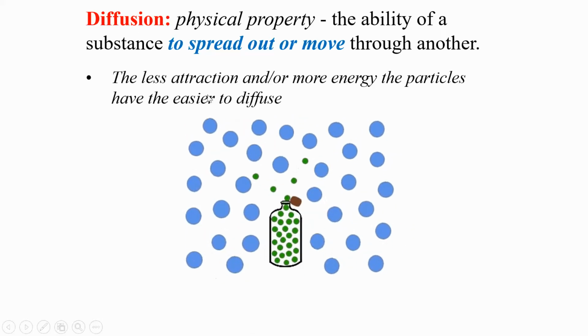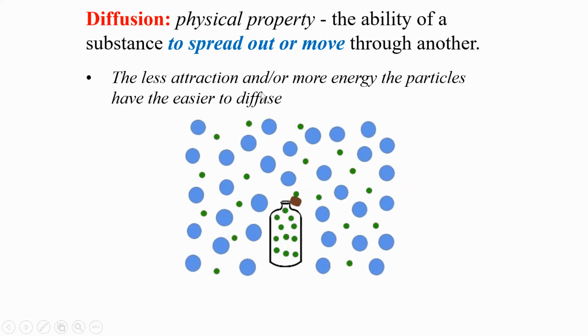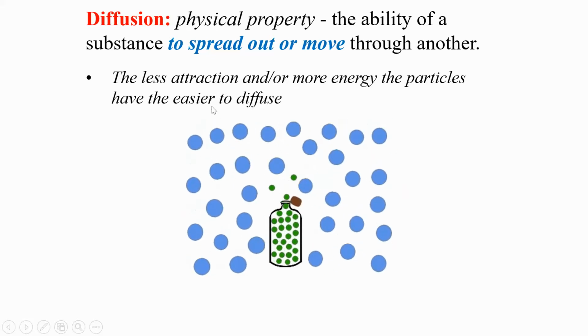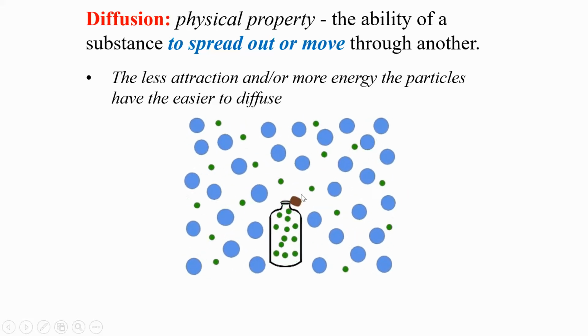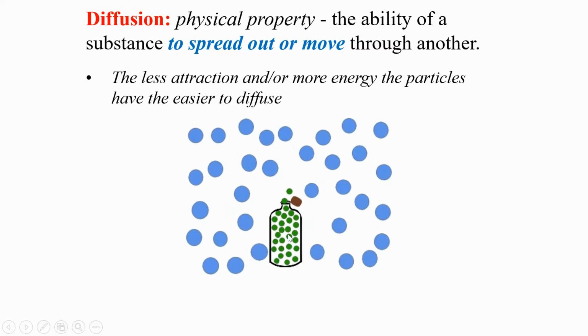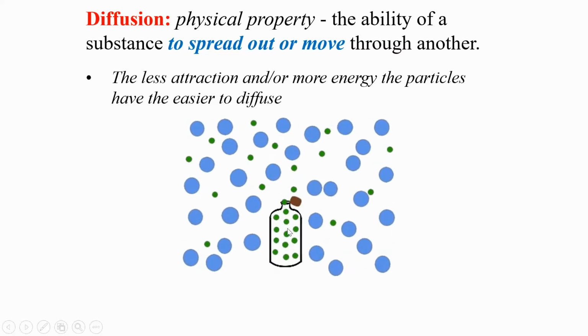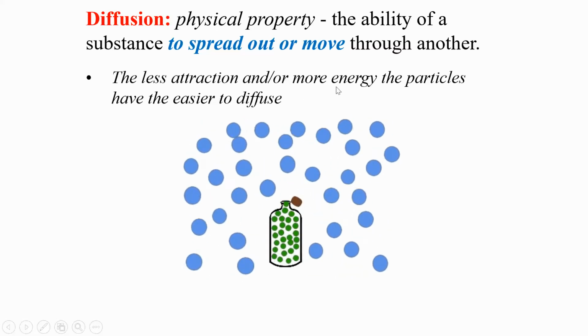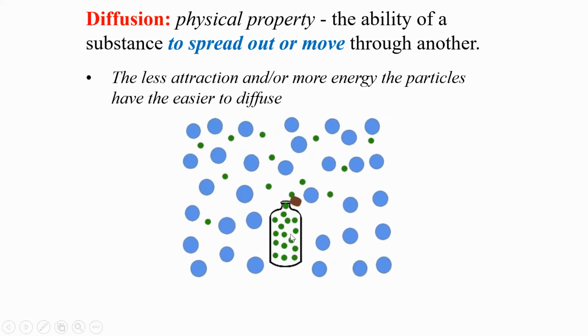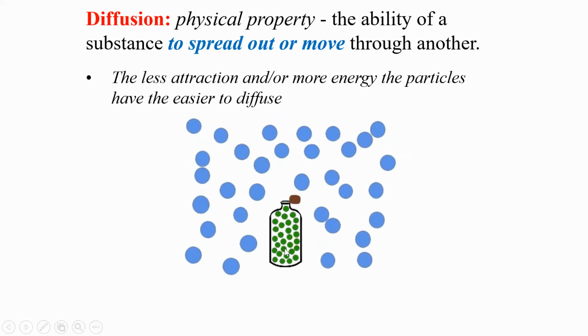So a little qualifier here. The less attraction and or more energy the particles have, the easier it is to diffuse. So this is saying if these molecules aren't held together as strongly, they'll come apart easier, or if they're moving faster, they have more energy, then they'll also come apart easier than if they were very attracted and moving slowly.